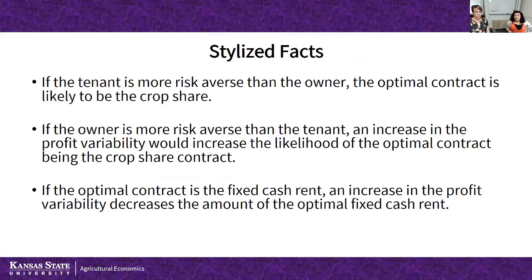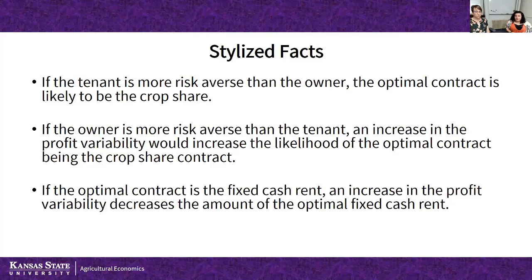When you solve both of those problems together at the same time, you're giving these stylized facts, or things that we hope to expect. And you'll hear me say these a couple of times throughout because these are really the things we wanted to emphasize. But if the tenant is more risk averse than the owner, so the tenant is less likely to want to take on more risk, the optimal contract is most likely to be the crop share.